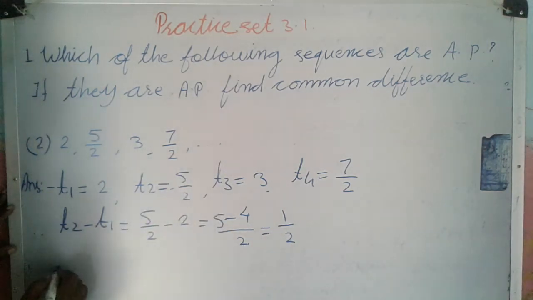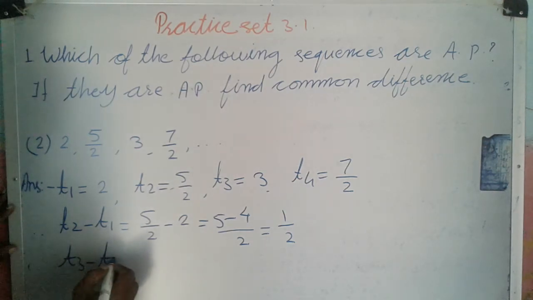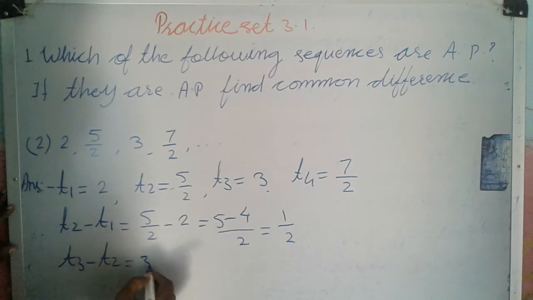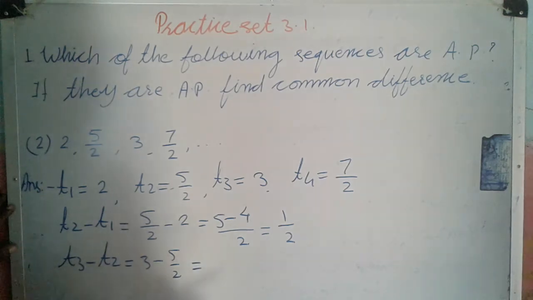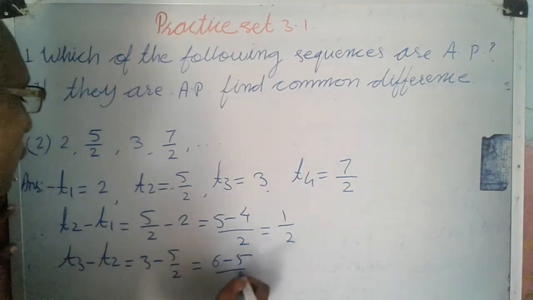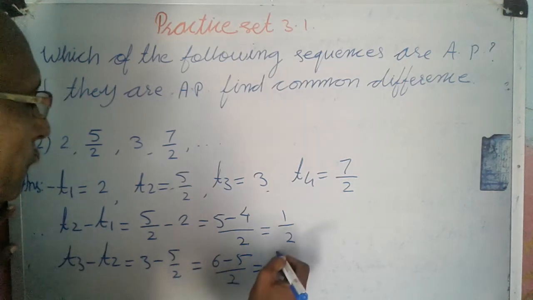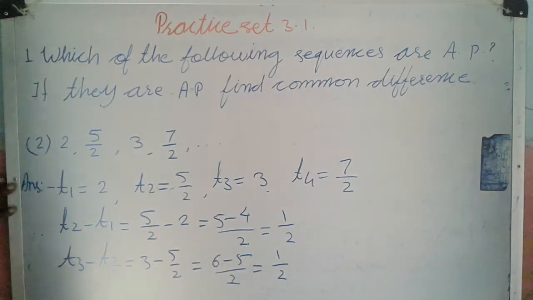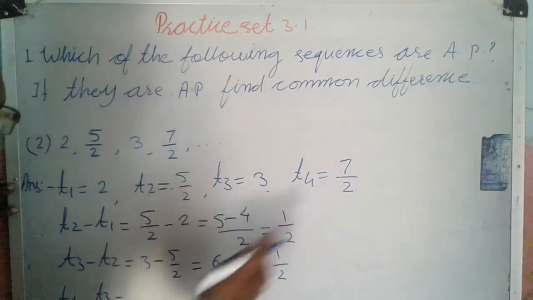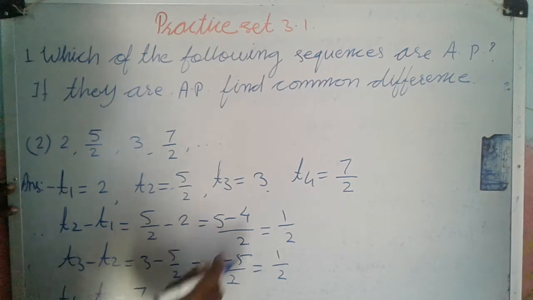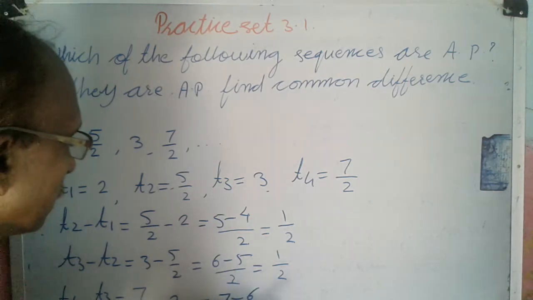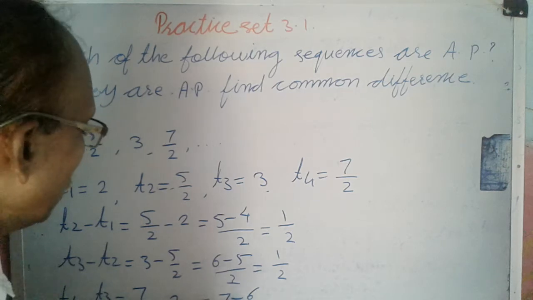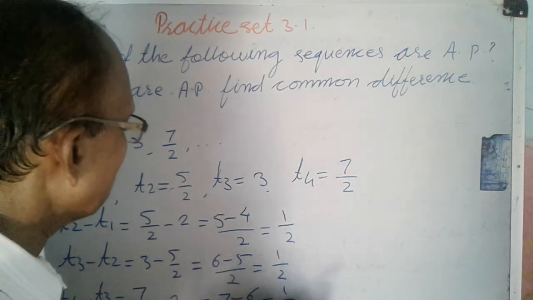Now T3 minus T2. 3 minus 5 upon 2. That is equal to 6 minus 5 upon 2. And T4 minus T3. 7 upon 2 minus 3. 7 minus 6 upon 2, that is equal to 1 upon 2.